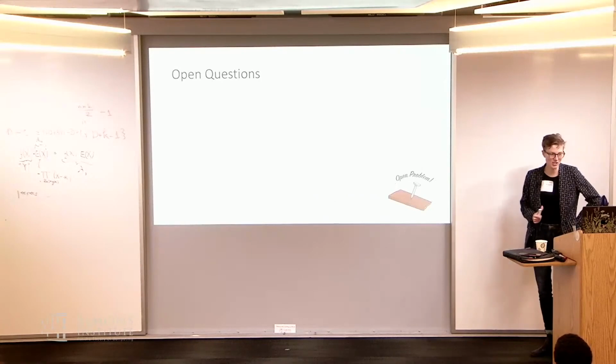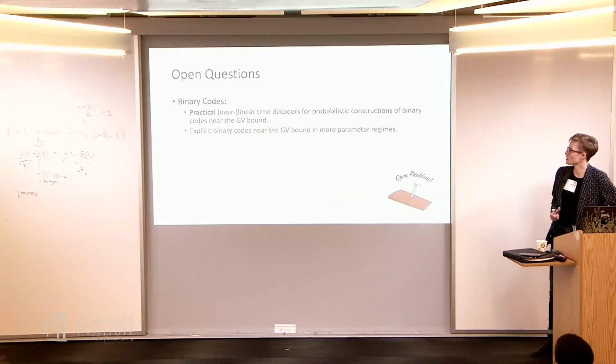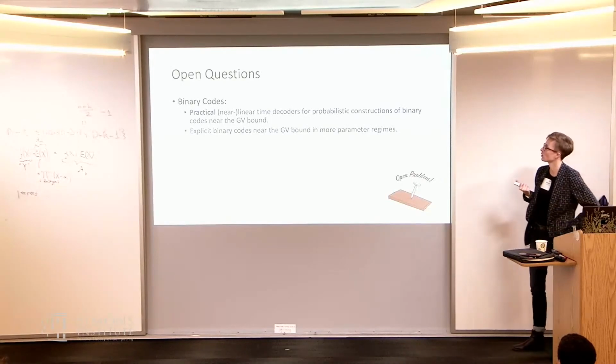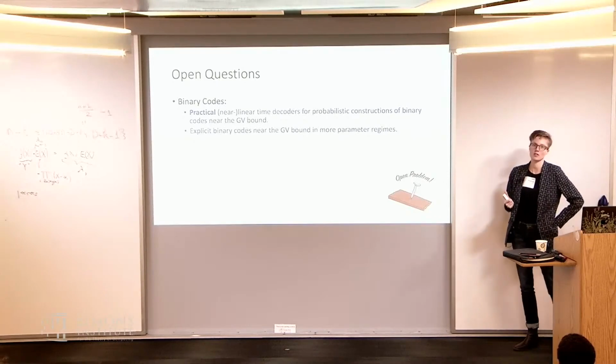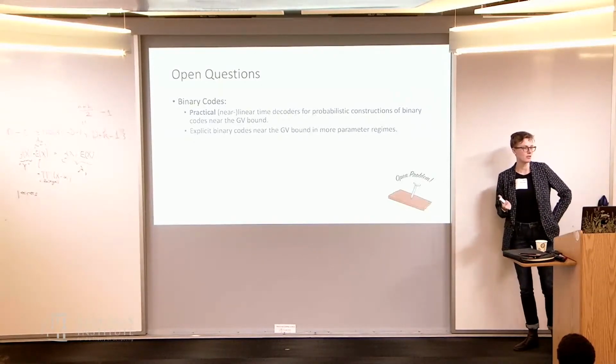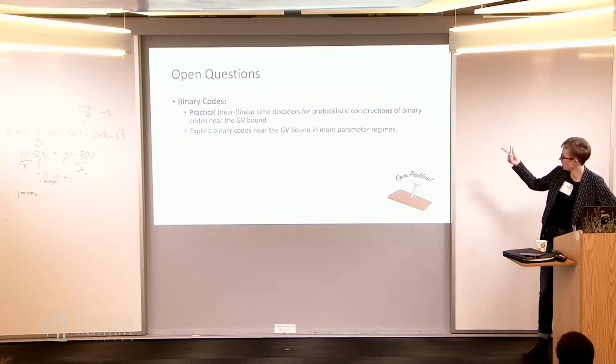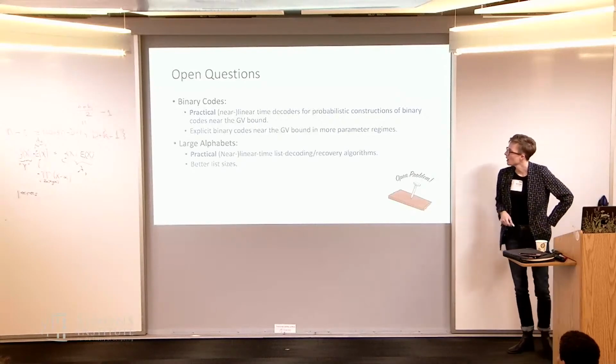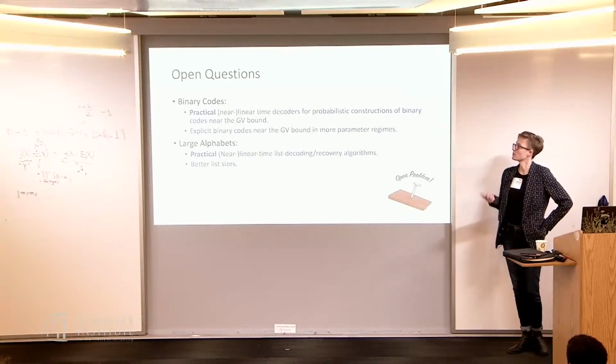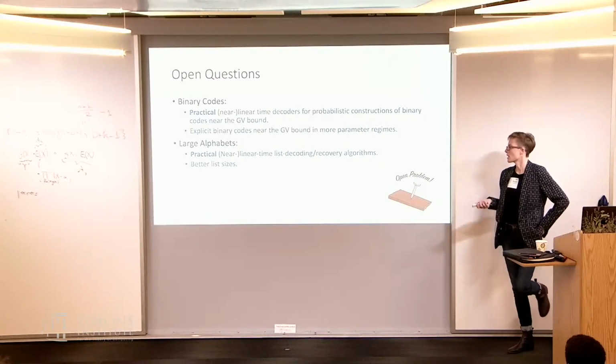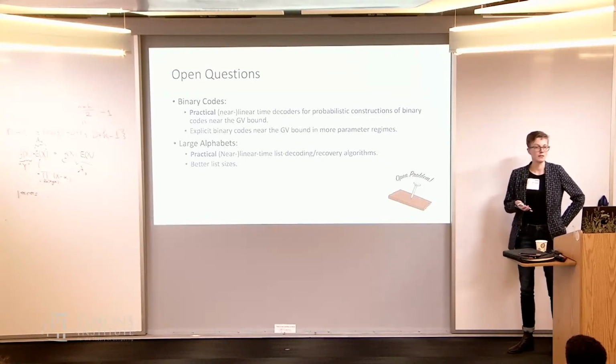How about the open questions? I mentioned a lot of open questions for binary codes: practical near linear time decoders for even probabilistic constructions of binary codes near the GV bound, and of course explicit constructions of binary codes near the GV bound, which is an open question in more parameter regimes than we currently have. And over large alphabets, again, practical near linear time list decoding or list recovery algorithms and better list sizes.